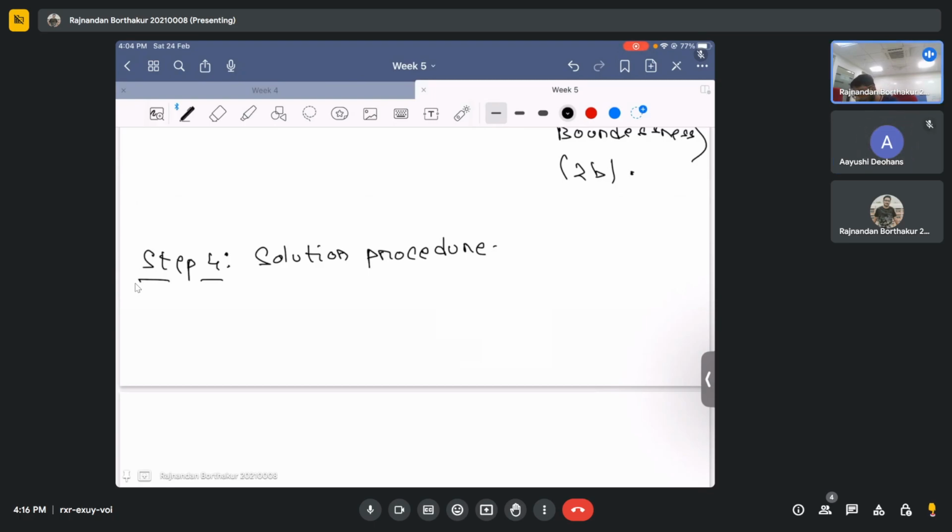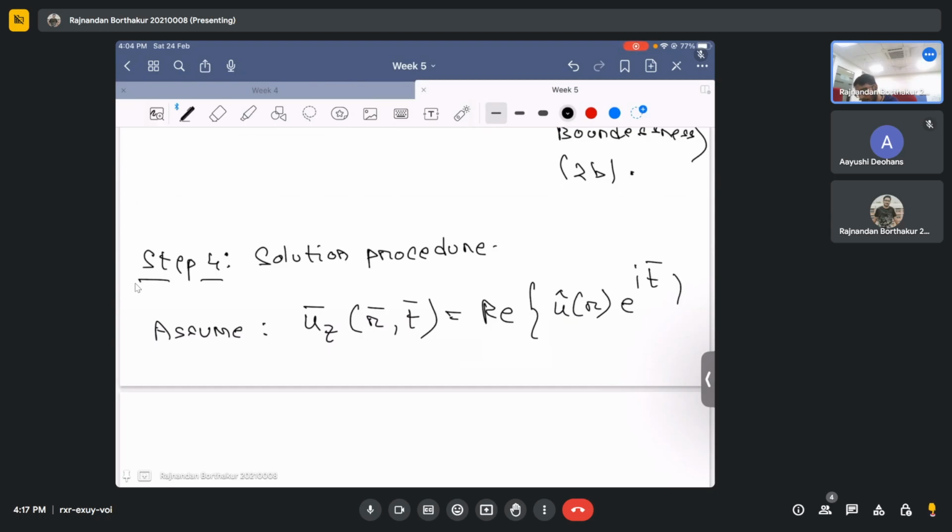That is a very standard way of solving such kinds of problems. What we do is we assume u bar of r bar and t bar, which is basically a variable dependent on both r bar and t bar together, to be of the form: the real part of u hat of r into e to the power i t bar. Again, the essence of choosing this form is that we know that our solution will be time periodic in nature.